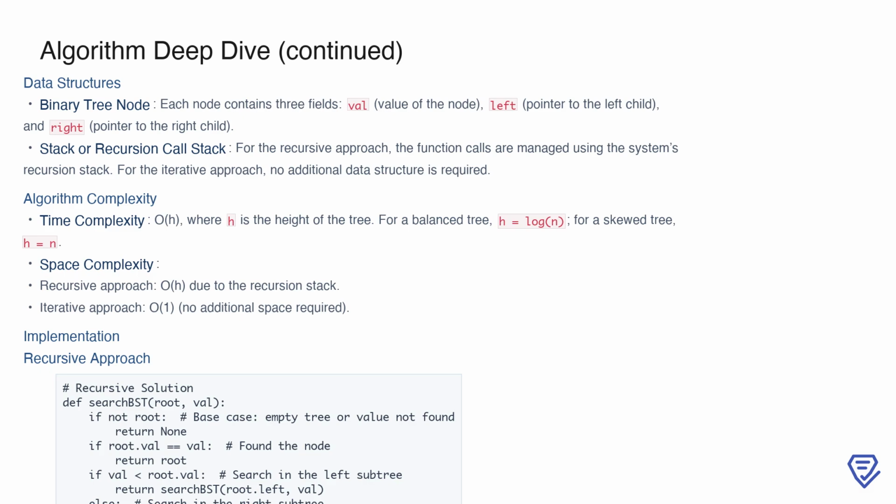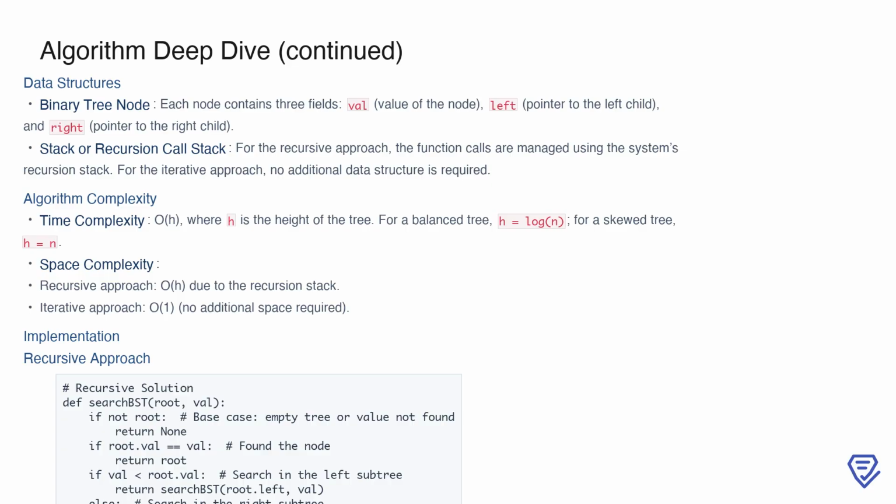With these insights, let's look at a Python implementation of the recursive approach. The function begins by checking if the root is null. If it is, we return None. If the root's value matches the target, we return the root. Otherwise, we decide whether to search the left or right subtree based on a comparison between the target value and the root's value.